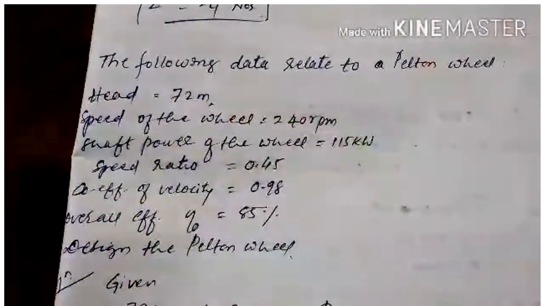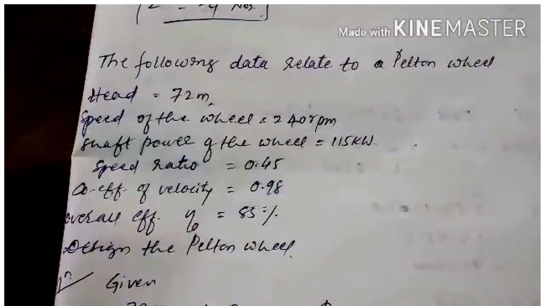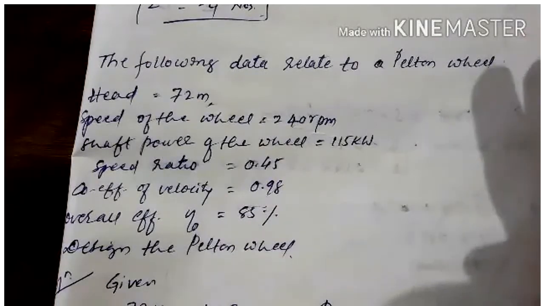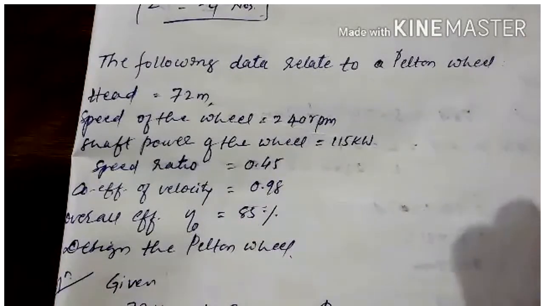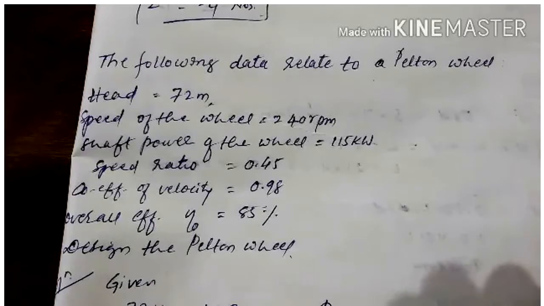The following data is related to Pelton wheel. So the data will be given like this, and they'll ask you to design the Pelton wheel. As I discussed previously, the design of Pelton wheel means you have to calculate the diameter of the jet, diameter of the wheel, the number of buckets required, how many number of jets are striking, and the shaft power, the RPM, everything will be given. So for that you need to design the Pelton wheel.